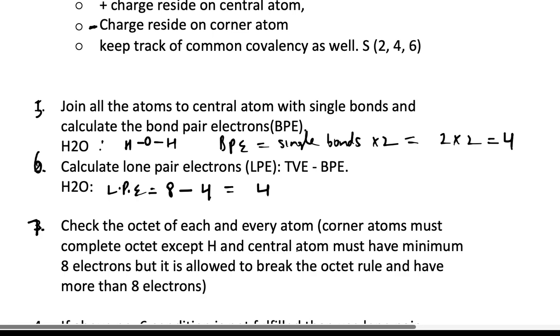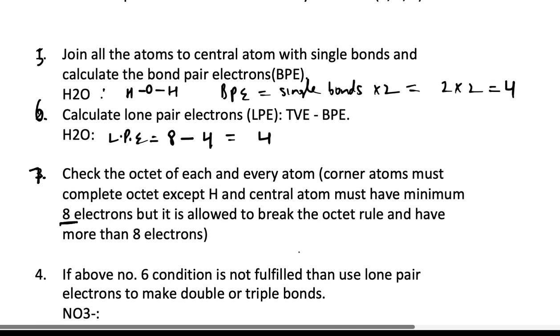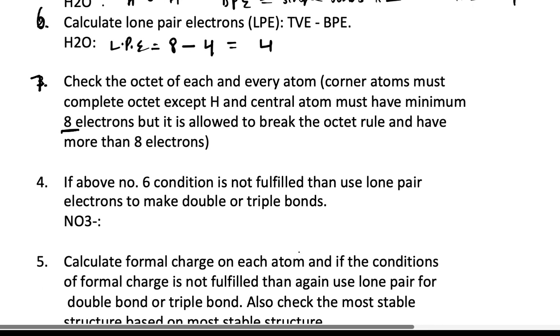And then we look at the octet of the central atom. Always remember, this is very important to know, that the central atom must have a minimum of 8 electron. It cannot have less than 8 electron, but the central atom is allowed to break the octet rule, in the sense that under certain conditions it can have more than 8 electron. I'll explain this with some more examples. Let us go through the rest of the rules.